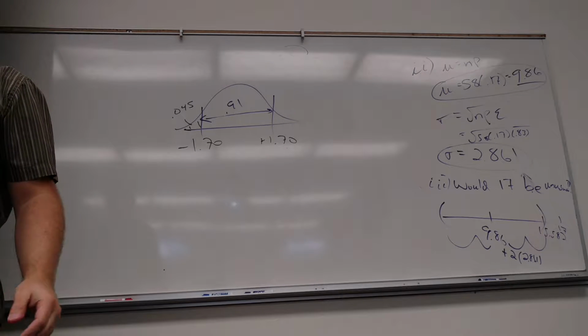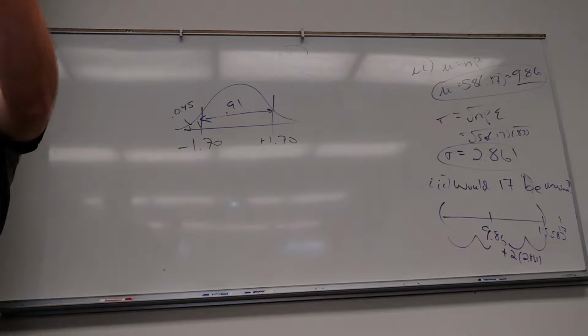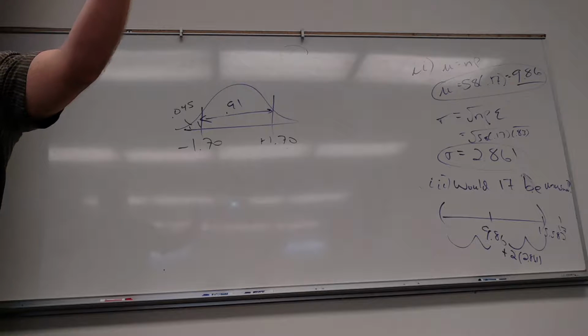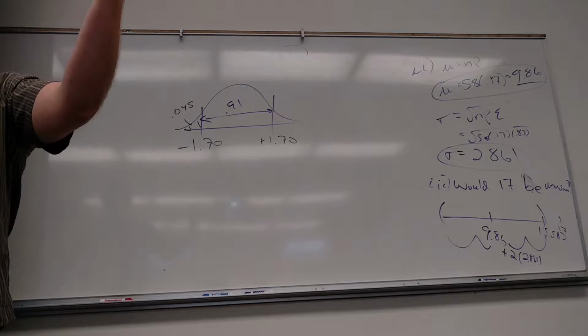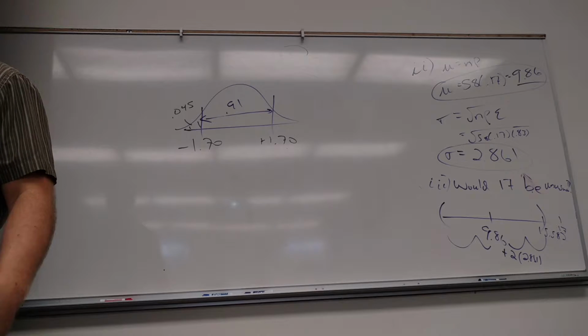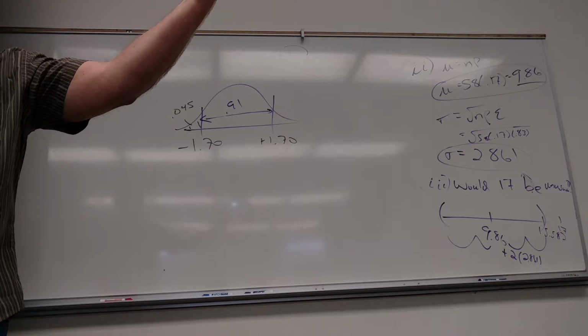I like it. For 95%, you've got to go out 2. Good, that's the empirical rule, right? I like it. Roughly. It actually comes out to be 1.96, but it's pretty close.